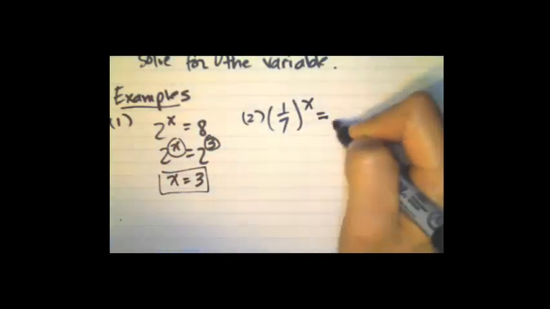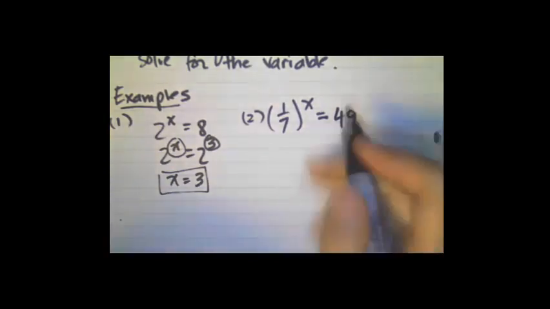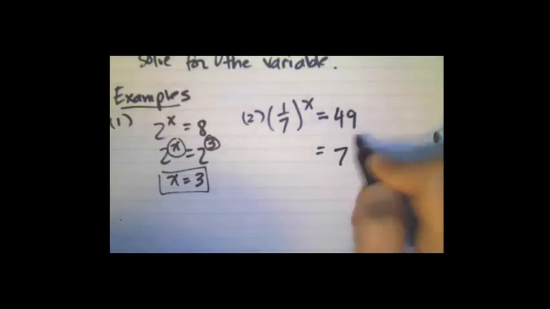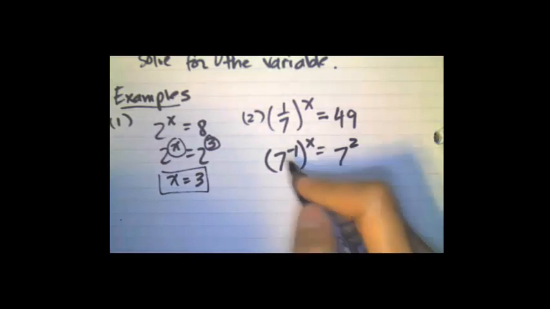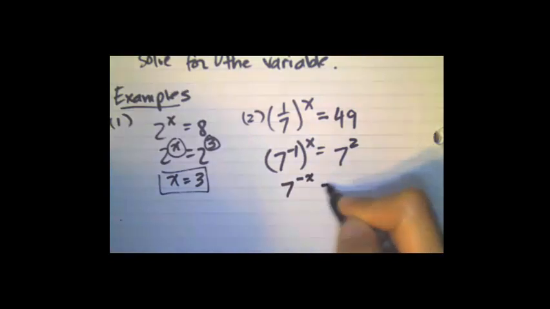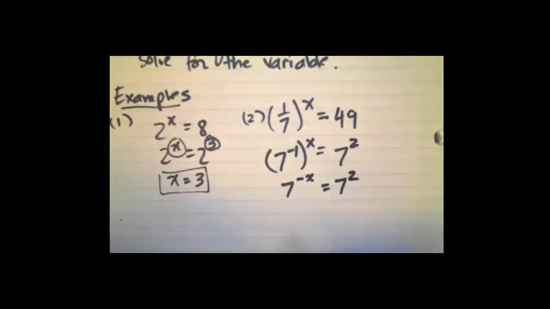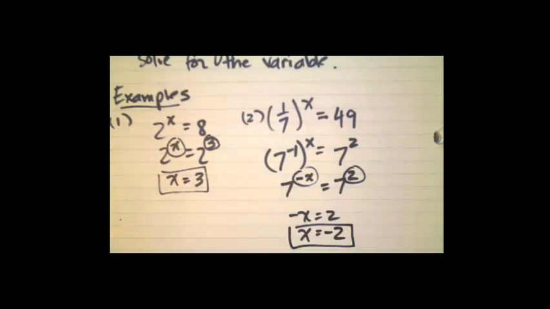Okay, number 2, suppose you had 1/7 to the x equals 49. Definitely not the same base, but it looks like you could write it with the same base if the base was 7. This would be 7 to the negative 1. And we know 7 to the negative x equals 7 squared. We're going to equate the exponents, and that means that x equals negative 2.